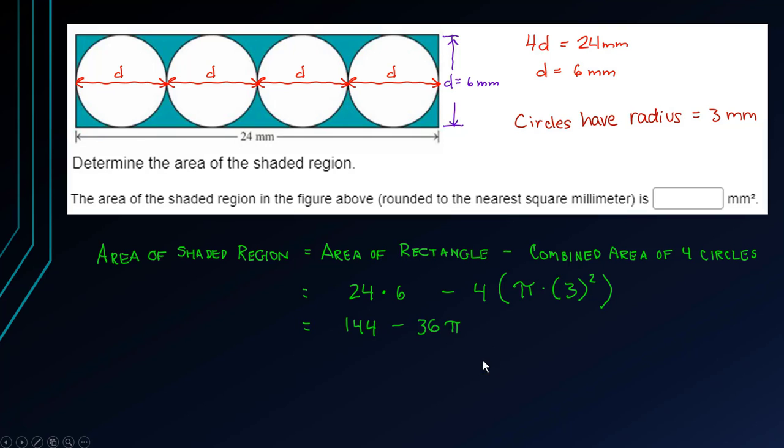So that gives me 144 minus 36 pi, which is approximately 31 square millimeters. And they want you to round to the nearest square millimeter, so it's 31 square millimeters.